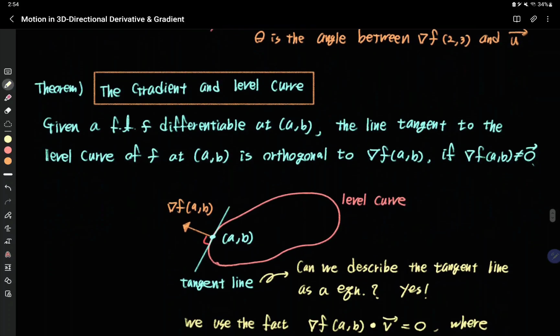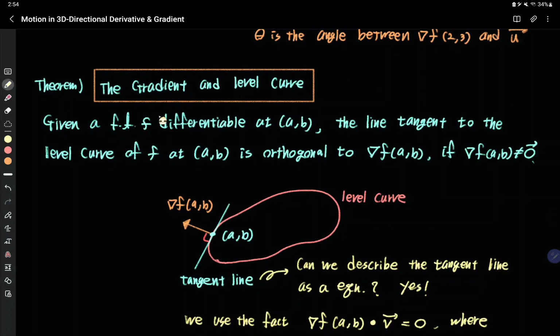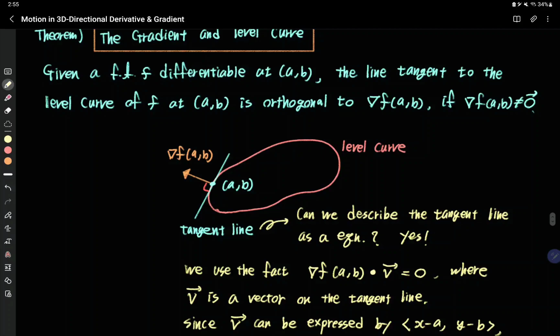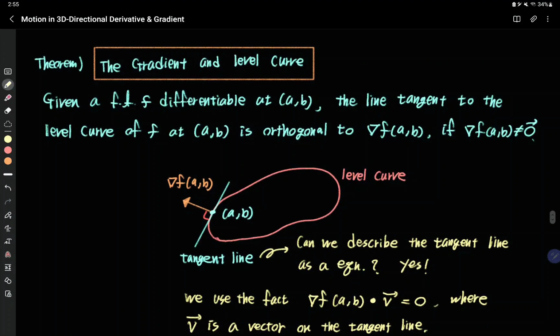Here's a theorem: the gradient and the level curve. For the given function f, this is the level curve, and this is a tangent line. The gradient of f at a comma b is orthogonal to the tangent to the level curve, or we can say the tangent vector. I proved that theorem in another video, so please watch that video.